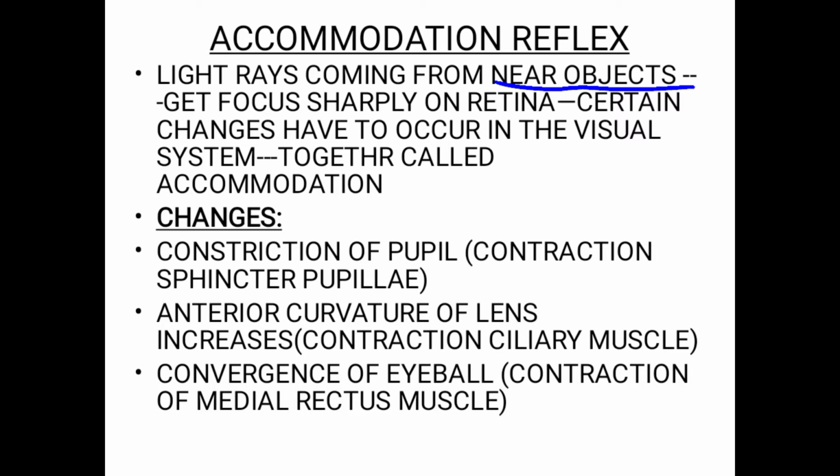First one, there is a constriction of pupil. That constriction of the pupil is due to contraction of sphincter pupillae. Then the anterior curvature of the lens increases. Suppose this is the lens, so this anterior curvature will increase. Then convergence of eyeball, that is contraction of medial rectus muscle. So these are the three changes: constriction of the pupil, anterior curvature of the lens increases, and convergence of eyeball.